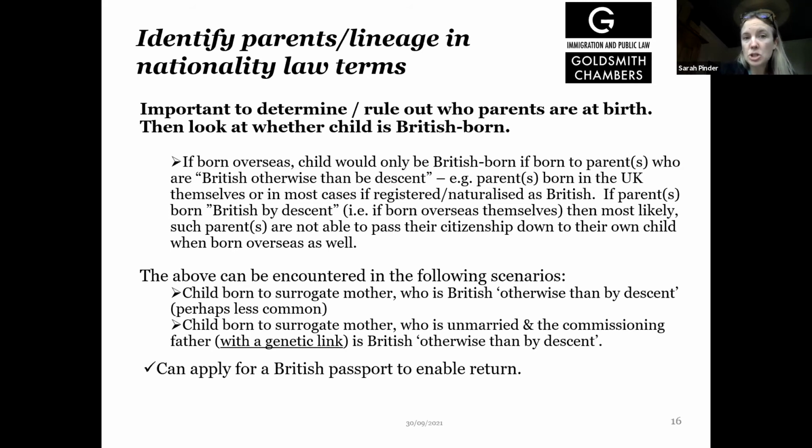So when would a child be British born? If they are born as part of a surrogacy, and if that surrogacy is overseas, so the child is born overseas. You really have two scenarios that may be the most common that you come across. The first, less common though, is that the child is born to a surrogate mother who herself is British, otherwise than by descent. So that may be less common in terms of the likelihood of that happening, but perhaps the surrogacy has taken place through someone that is known to you as an intended parent, or you know, there's some acquaintances.